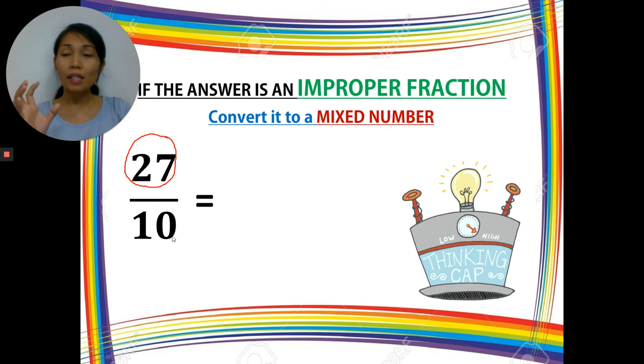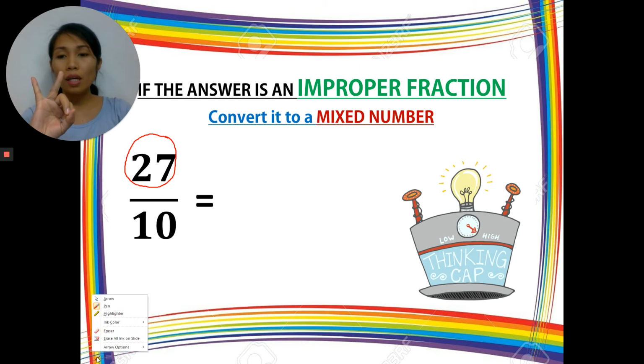So let's try calculating this using our minds only. How many tens are there in 27? So 1 10 is 10, 2 10s is 20, 3 10s, it's already 30. So that means we cannot have 3 10s in 27. So we'll have only 2 10s in there. So let's write over here, there are only 2 10s in 27.